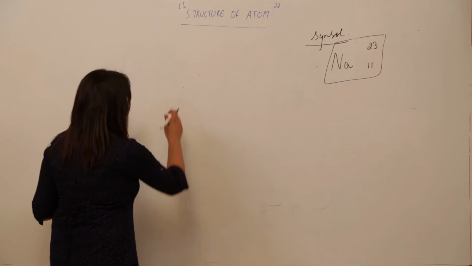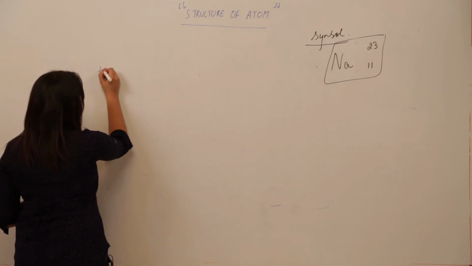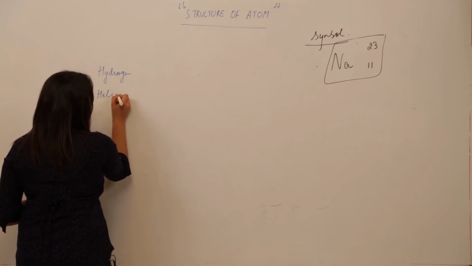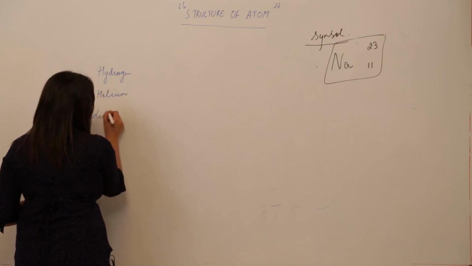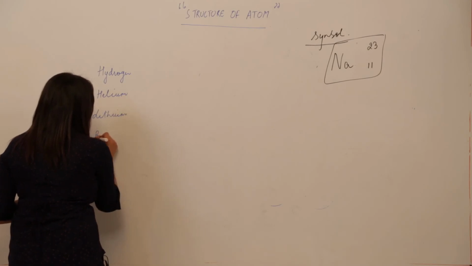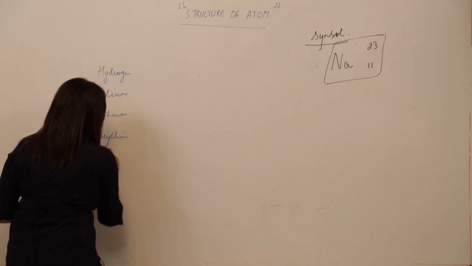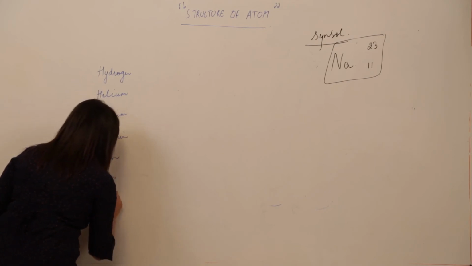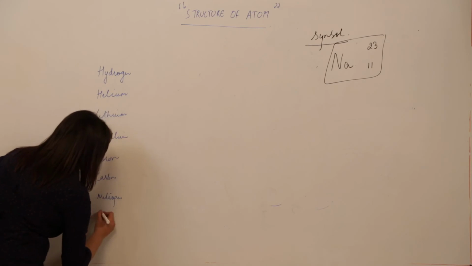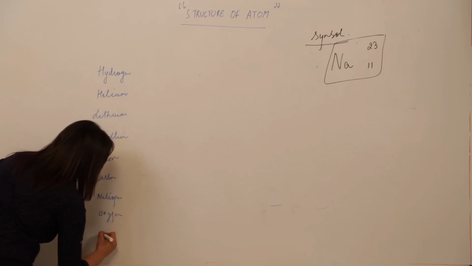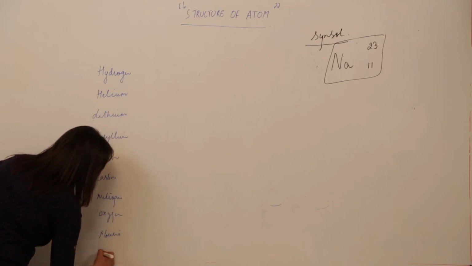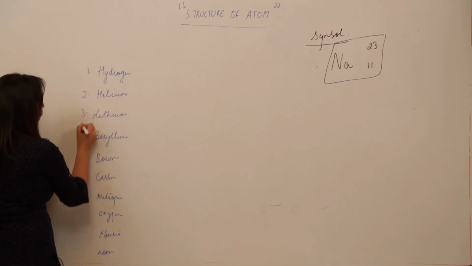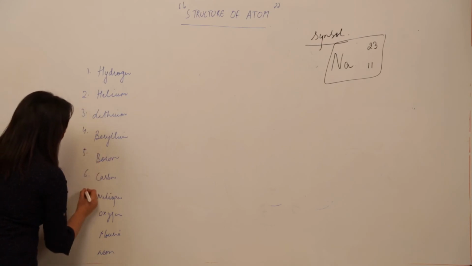So keep in mind. I am listing a few atomic numbers that you should be familiar with. That is hydrogen, helium, lithium, beryllium, boron, carbon, nitrogen, oxygen, fluorine and neon. They occur in order, and the same order shows the atomic numbers.